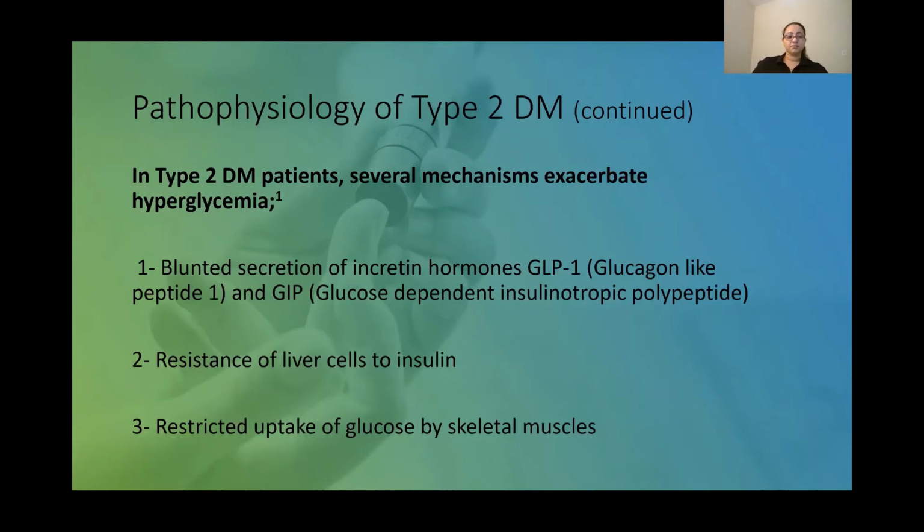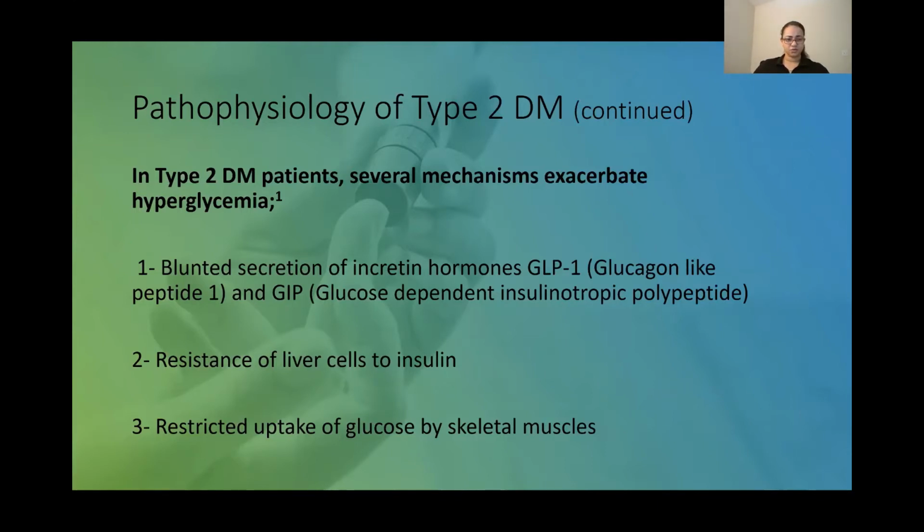The second mechanism is the resistance of liver cells to insulin. Now, when liver cells are not sensitive to insulin, they do not recognize changes in blood glucose levels following meals. So they continue to secrete glucose, further elevating the blood glucose level.